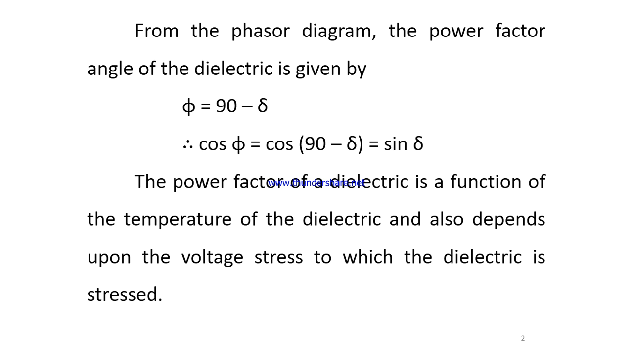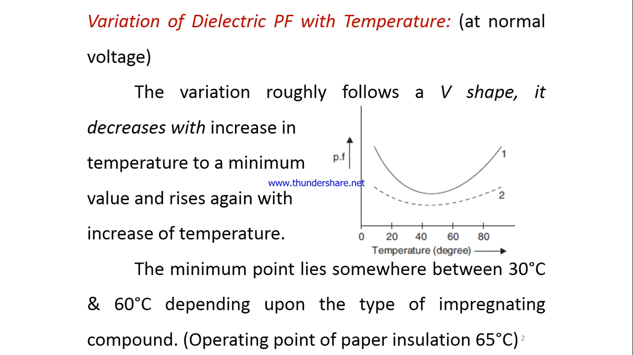So this implies that the power factor of a dielectric is a function of the temperature of the dielectric and also depends upon the voltage stress to which the dielectric is stressed. And next, while considering the variation of dielectric power factor with respect to temperature, we can see from the graph that when the temperature increases, the power factor decreases. Somewhere between 30 degrees centigrade and 60 degrees centigrade, we have a minimum power factor, and obviously after that the power factor shoots up.